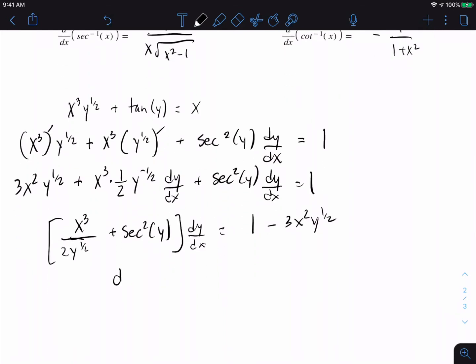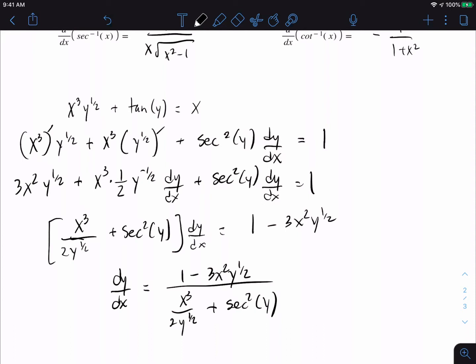So then when I go dy dx, I'm going to have 1 minus 3x squared y to the 1/2 over x cubed over 2y to the 1/2 power plus secant squared y. Do you see why I want you guys to do homework on this? Any questions?